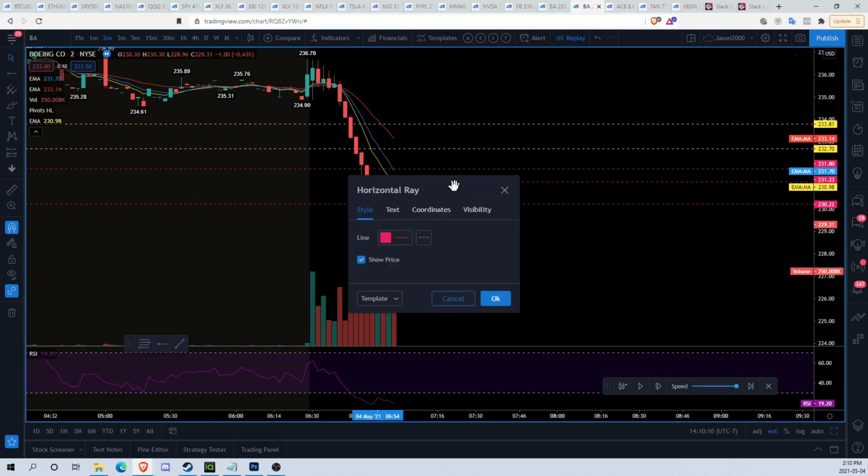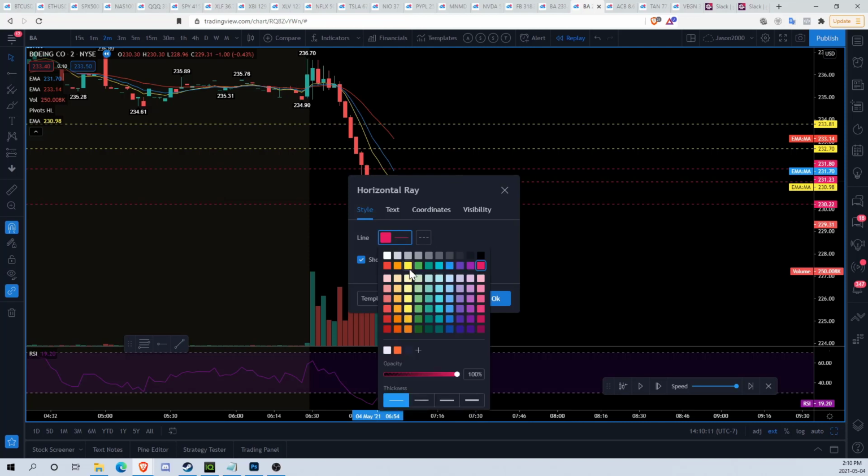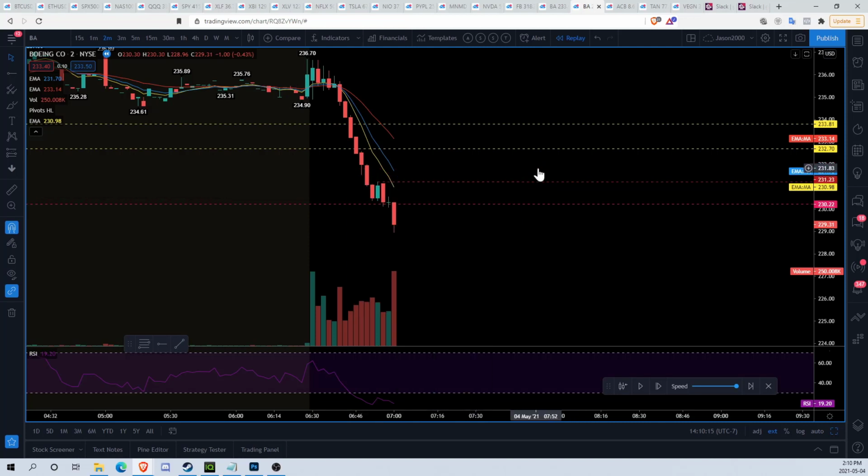Let's make that a better color. A little different. What are we going to use? Let's go green. No, red. And let's get rid of this guy. That'll be your stop loss.